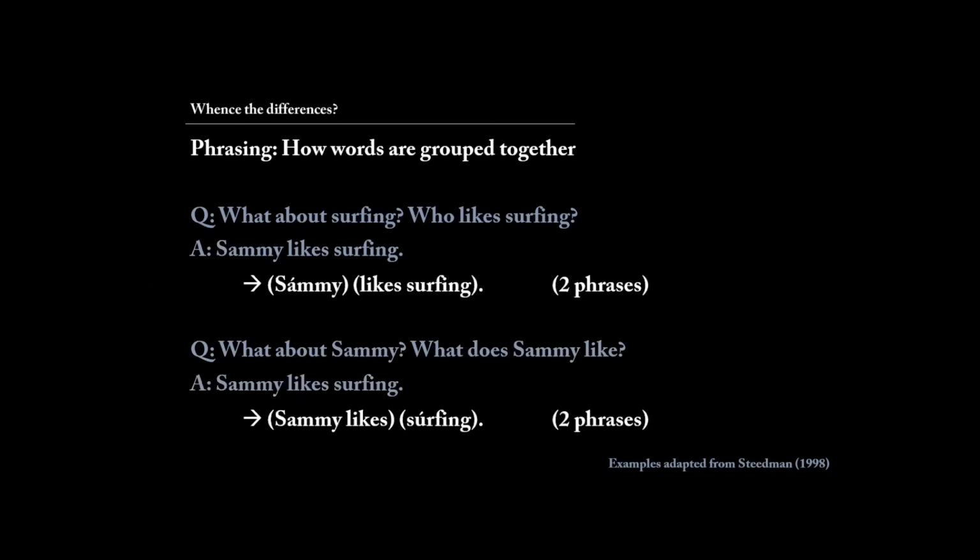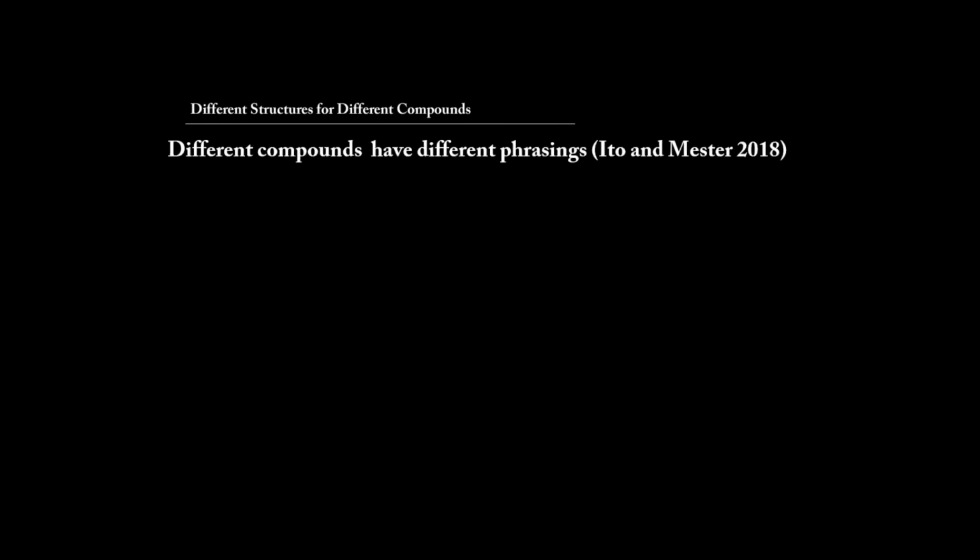These two sentences have the same words, but they're grouped differently. In the first one, Sammy is alone in its own phrase and it gets an accent. But in the second one, surfing is alone in its own phrase and it gets its own accent. So we get Sammy likes surfing versus Sammy likes surfing. Compounds are, in a sense, phrases, since they are two or more words put together into one expression. So Ito and Mester, 2018, proposed that the reason why we see differences in accents and tones is because of different phrasings.